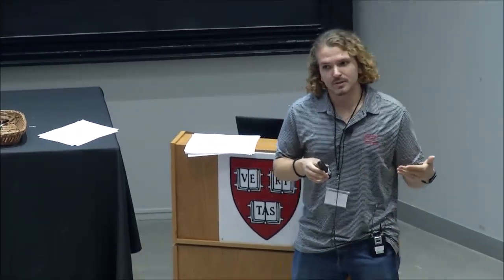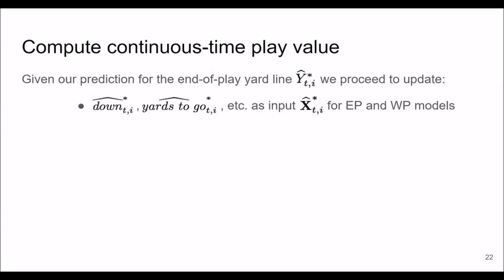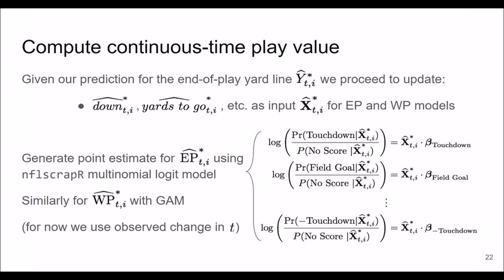So we still ultimately want to have continuous time value estimates. We can take our end of yard line prediction and feed it into my expected points and win probability by just updating those covariates, updating that X design matrix. Get a new yard line, a new down, a new yards to go, update the full thing, and then I can feed that in and get point estimates for my expected points, given the current information I observed at time point t.